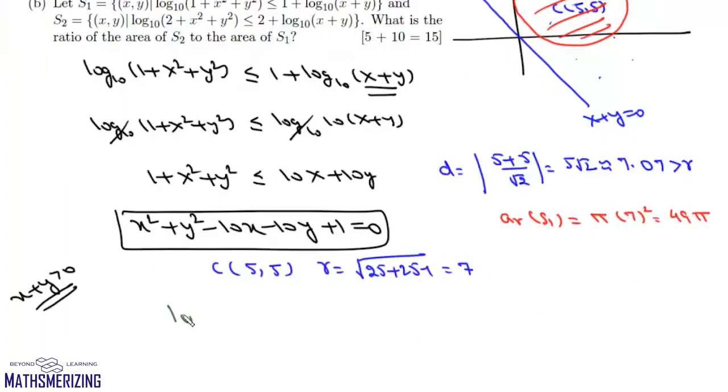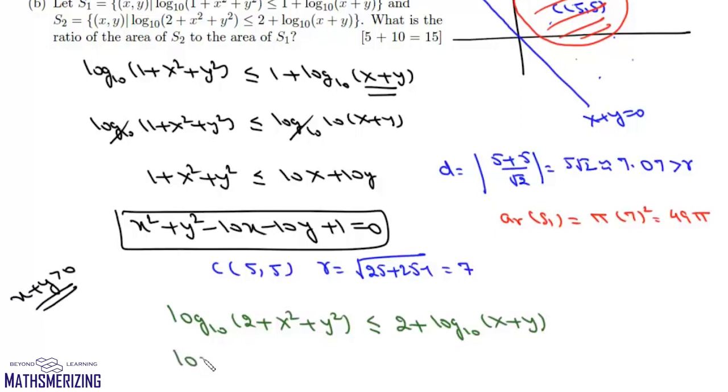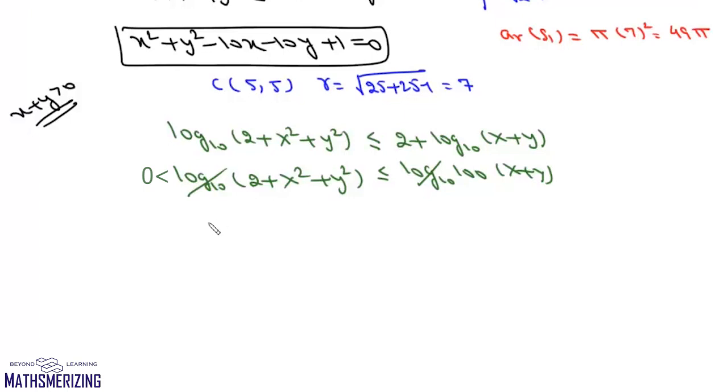Now we'll come to S2. For S2 we are given that log of 2 plus x square plus y square will be less than or equal to 2 plus log of x plus y. Now we can write this as log of 2 plus x square plus y square will be less than or equal to log of 100 times x plus y. Now again we can cancel this log 10 with log 10. So we'll get the area inside this circle, which is x square plus y square minus 100x minus 100y plus 2 equals 0.